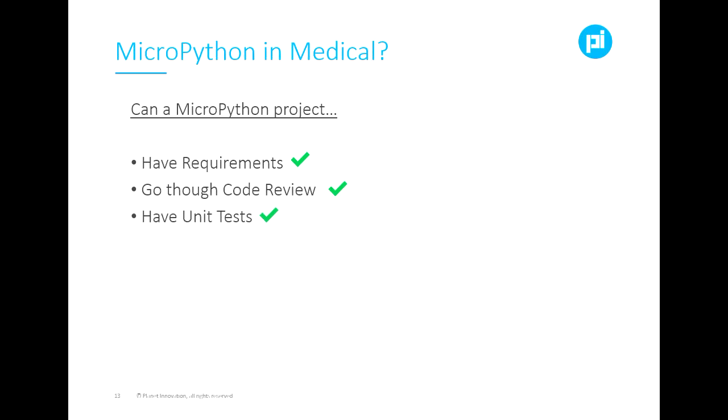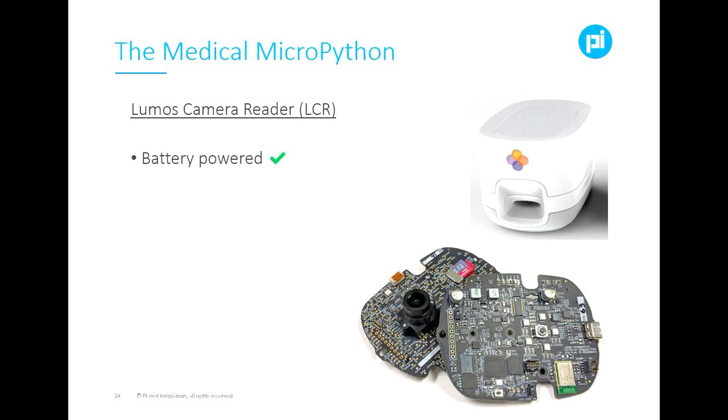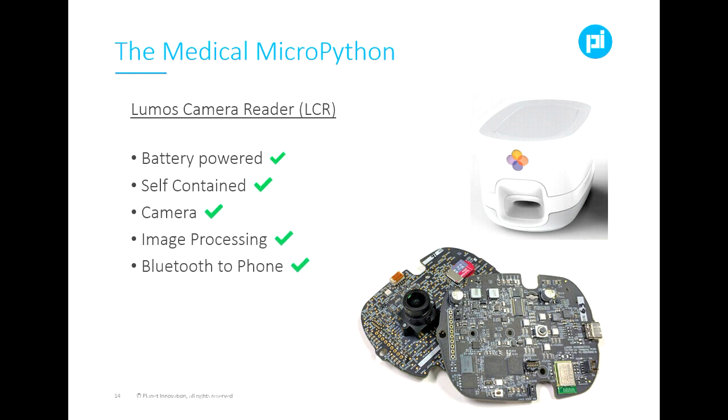So back to MicroPython in medical. Back to the question of, can a project like that have requirements? Of course it can. Have code reviews? Absolutely. Unit tests, functional tests, and importantly, be reproducible at runtime. And the test coverage of the MicroPython kernel gives us a lot of confidence of that. There's really nothing that magic about it. So through that process, we developed the Lumos camera reader. It's battery powered, it's self-contained, it's got the camera we need, it's got the image processing, Bluetooth connectivity with the Nordic chip, and most importantly for me, runs MicroPython.